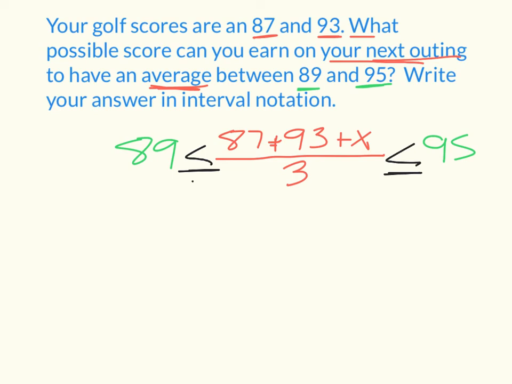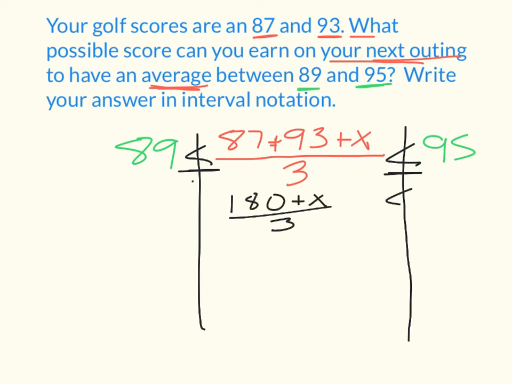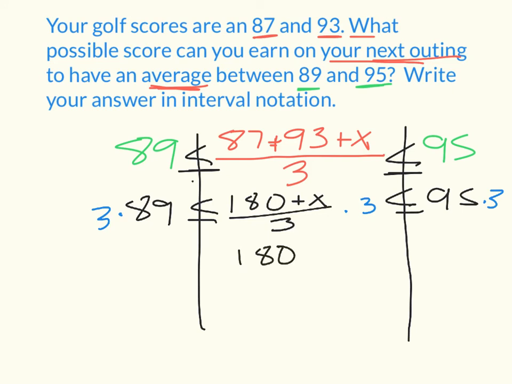So let's do some math. When I solve 87 plus 93, that is going to be 180, plus x, over 3. Just going to drop everything else. We're then going to multiply both sides by 3 to get rid of the fraction, or actually all sides by 3. So when I do that, I'm going to get 180 plus x in the middle.